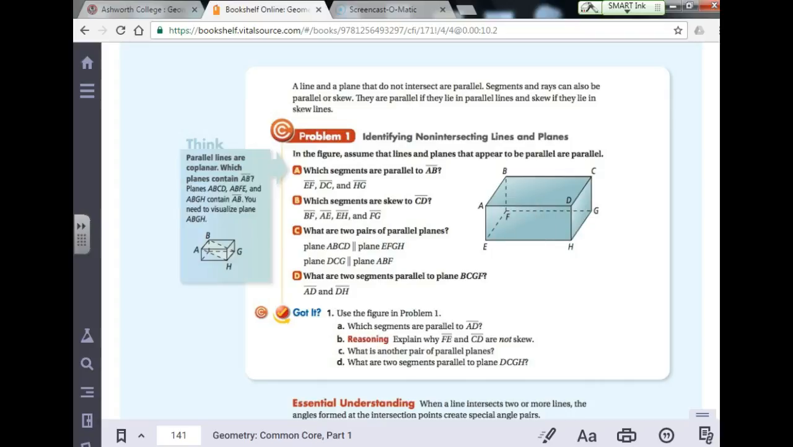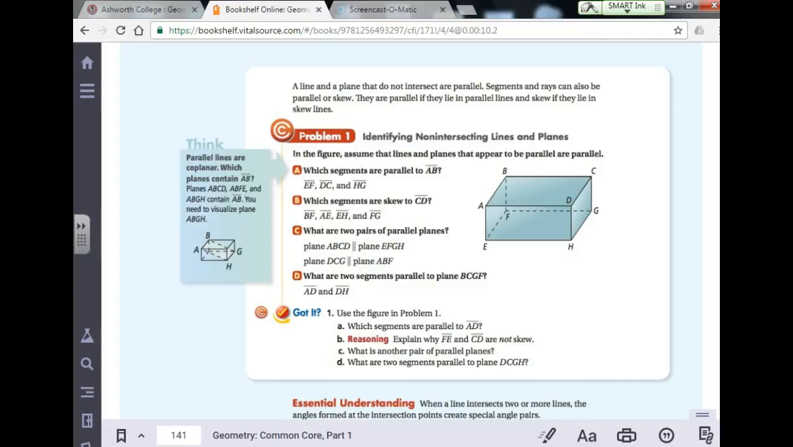Another one would be plane DCG. And remember, you don't really need all 4 points. You can name a plane simply by 3 points. 4 is okay. There's nothing wrong with that, but you can name those by 3 points. So anyway, plane DCG, which is actually this side one over here, this right side. So the one that's parallel to the right side would be this left one. So they said ABF. Okay, and again, you could have said all 4 if you wanted to there.